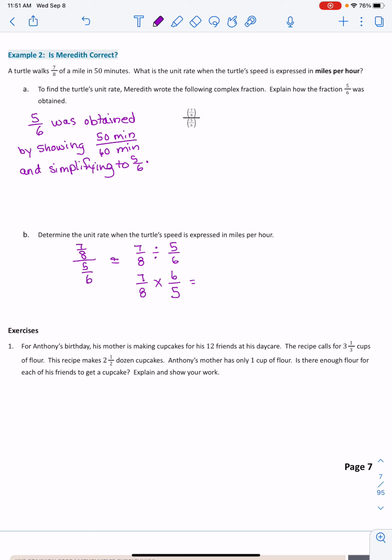And we can cancel. 2 goes into 6 3 times. 2 goes into 8 4 times. So 7 times 3 is 21. 4 times 5 is 20. So the turtle's speed, if I simplify, is 1 1/20 miles per hour.